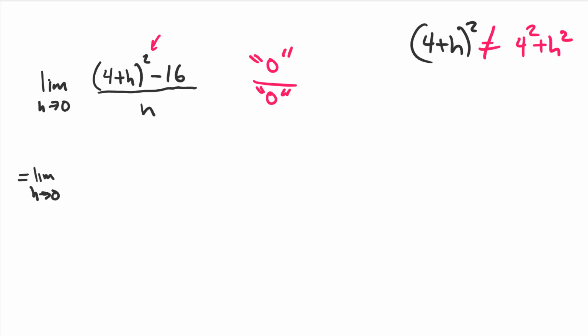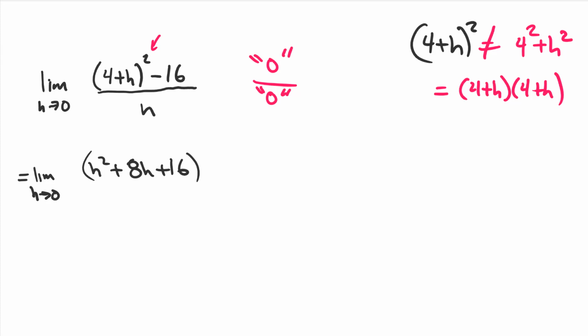But when you have 4 plus h all squared, that means write it twice. It equals 4 plus h times 4 plus h, and then remember FOILing? First, outer, inner, last. Okay, so when you expand out 4 plus h times 4 plus h, it ends up becoming h squared plus 8h plus 16. That's what 4 plus h all squared equals. And then you've got the minus 16 on the outside, all over the h.